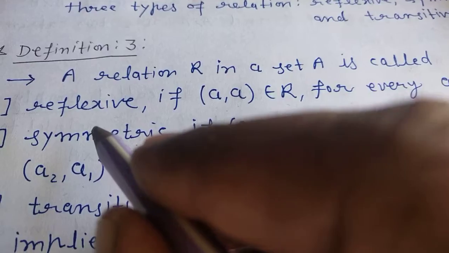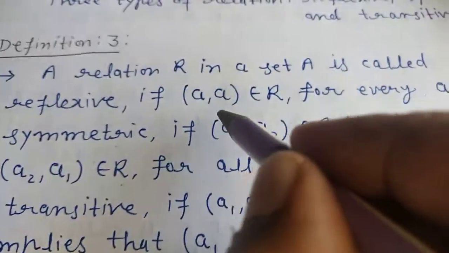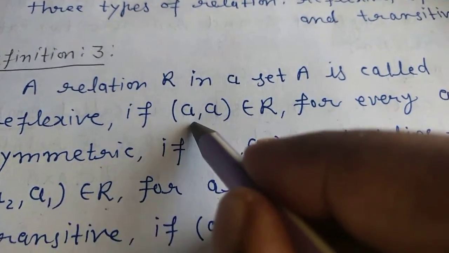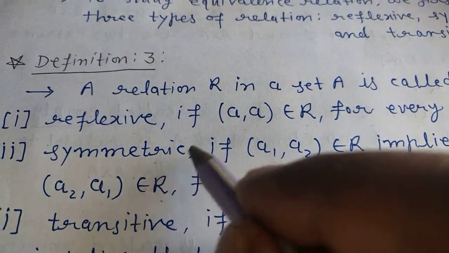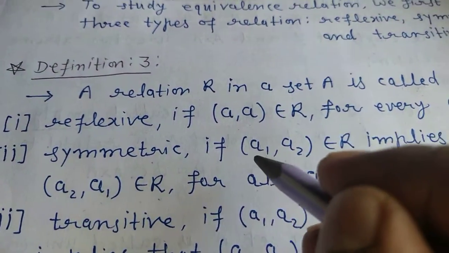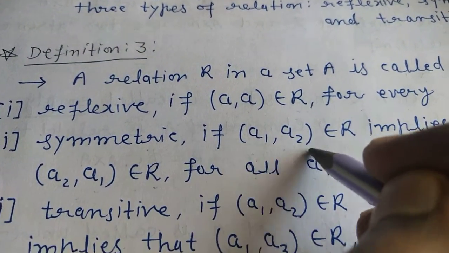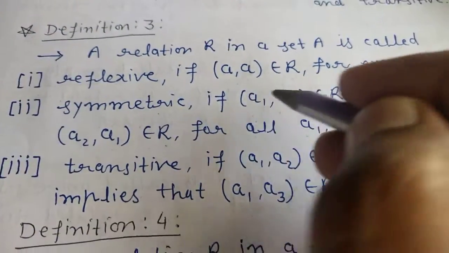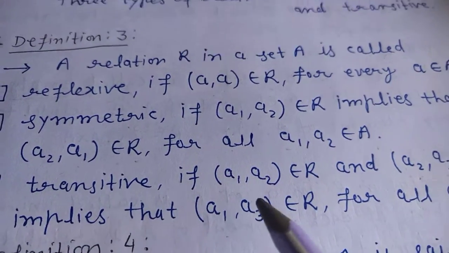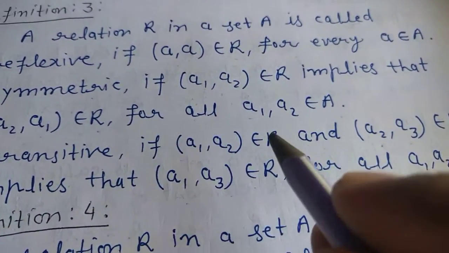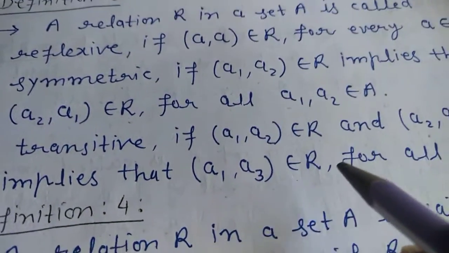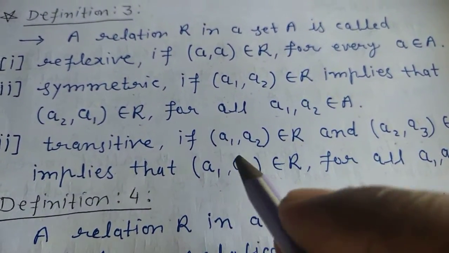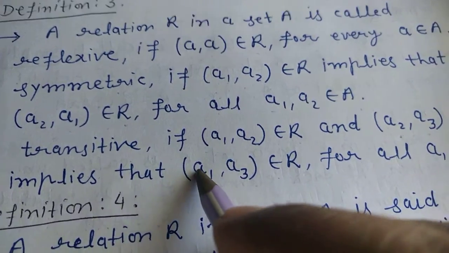So here one thing you have to understand: in reflexive, only one object we can take and that should be equal to itself, then it is reflexive. In symmetric, we can take two objects, one is related to the second and the second is related to the first, then it is symmetric. In transitive, we can take three objects: one is related to the second, the second is related to the third, then the first is related to the third. This type of relation is called a transitive relation.